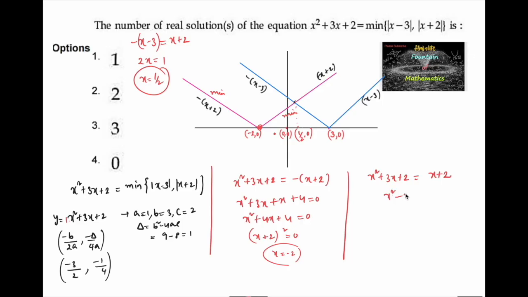So x square minus 2x is equal to 0. That is x times x minus 2 is equal to 0. So x is equal to 0 and x is equal to 2. At x is equal to 0, we are getting y is equal to 2.